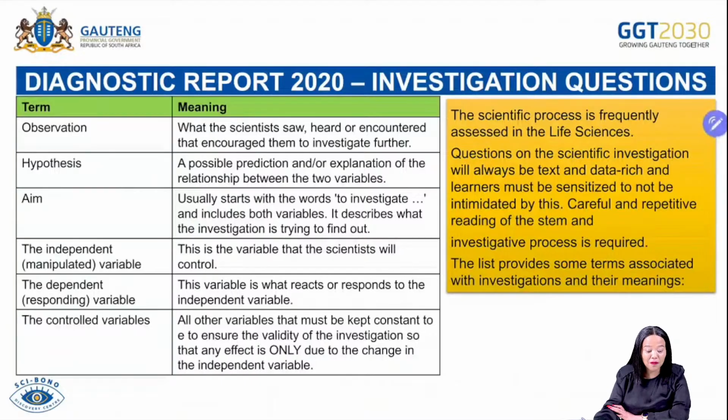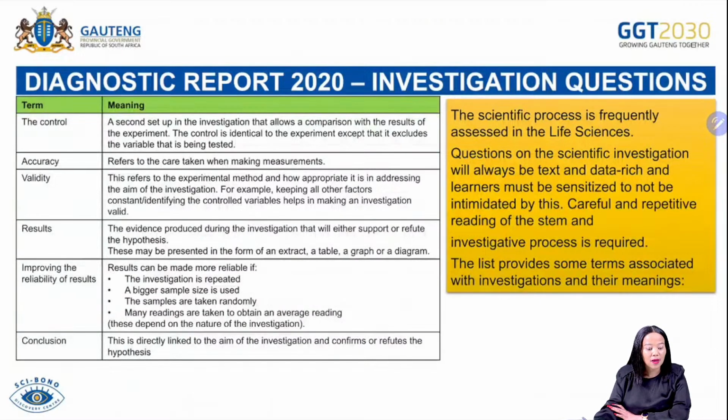The control variables are the fixed variables in the investigation. Those are the variables that the investigator must keep constant. Then we have what we call the control, and we have what we call the experiment. One needs to know as well, when we speak of validity, what are we talking about? When we speak of reliability, what is it that you are referring to? And including the conclusion.